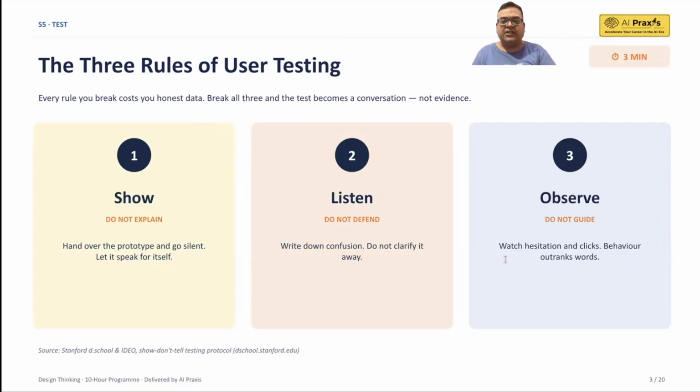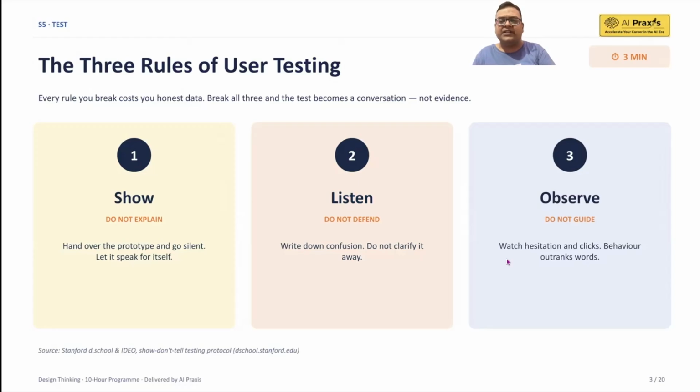The first one: show, don't explain. When you hand your prototype to someone, simply say, "Please interact with this naturally," as if you discovered it on your own. Then stop talking. Imagine you're testing a new food delivery app. If you immediately say the order button is at the bottom right and you can track your delivery from the next screen, you've already taught the user how to succeed.